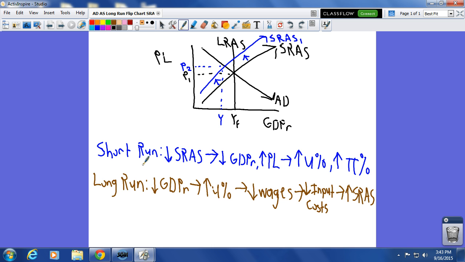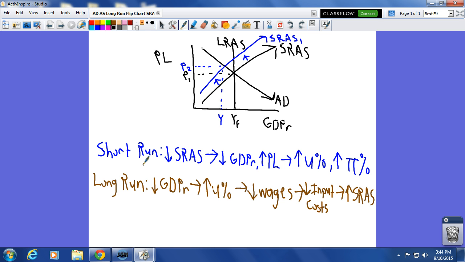So let's go ahead and take a look at the short run. The short run is what we've already practiced for several days now. So the short run aggregate supply curve shifted to the left, which implies that real GDP is going to go down and the price level is going to go up. You can tell that just from the graph. And then that would imply that the unemployment rate is going to go up and the inflation rate is going to go up. So remember, the unemployment rate is going to go opposite real GDP, and the price level goes the same way as the inflation rate.